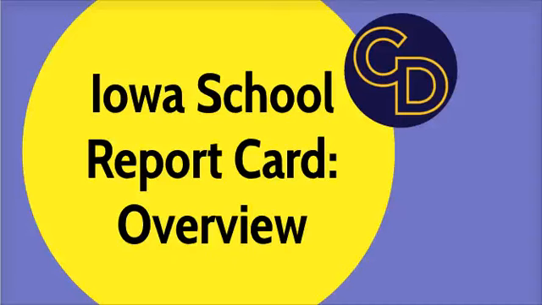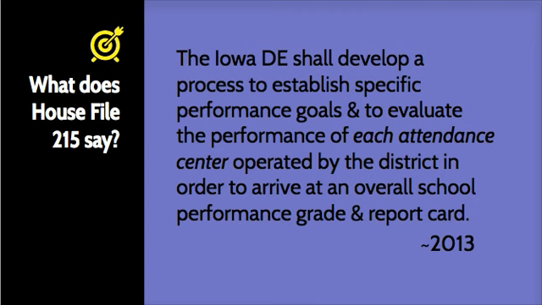This screencast was created as a short overview of the Iowa School Report Card. In 2013, the Iowa legislature passed House File 215, which compelled the Iowa Department of Education to develop a school performance system and report card for all Iowa schools. The purpose was to establish specific performance goals and evaluate the effectiveness of each attendance center. So the important piece in this slide is to note that each attendance center will be found on the report card for the state of Iowa.